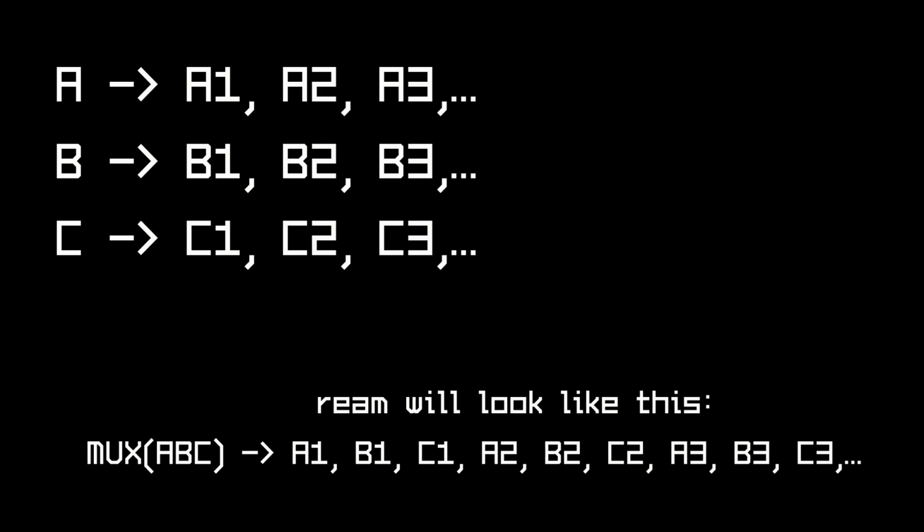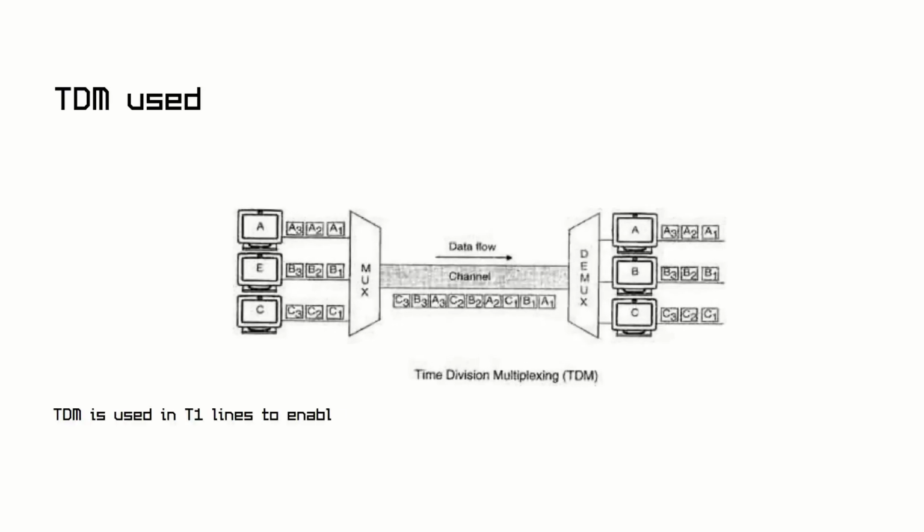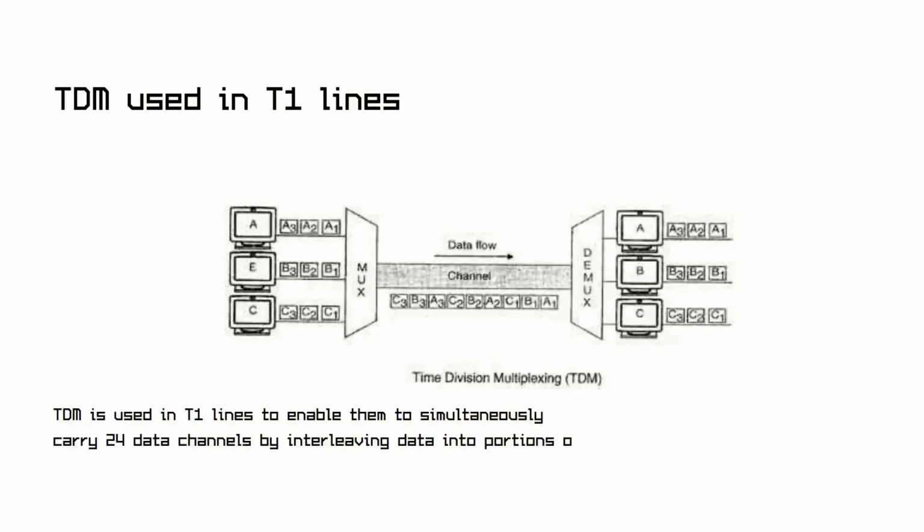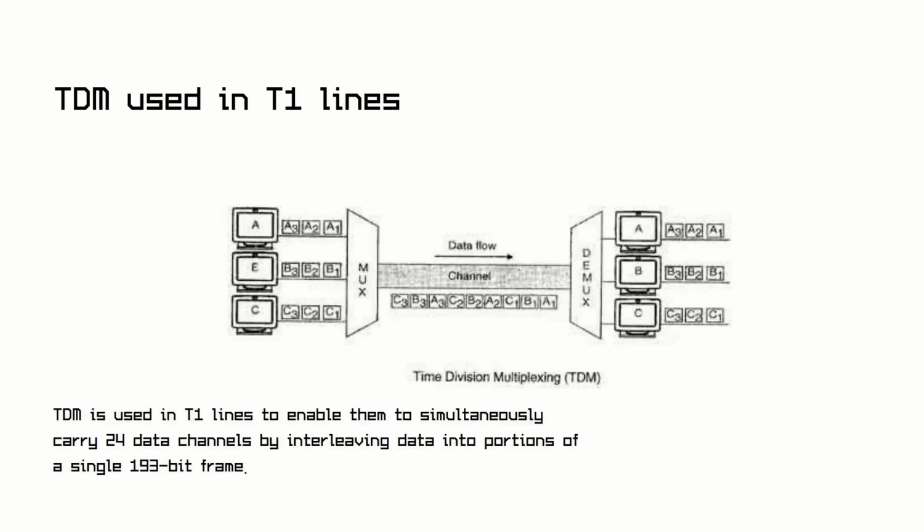Now let's get into the next slide. We will look into TDM in T1 lines. As shown here, TDM is used in T1 lines to enable them to simultaneously carry 24 data channels by interleaving data into portions of a single 193-bit frame.